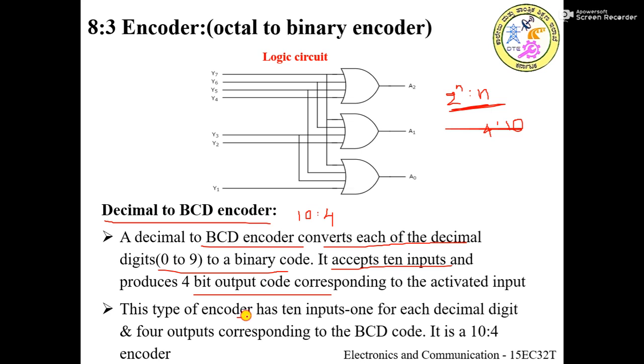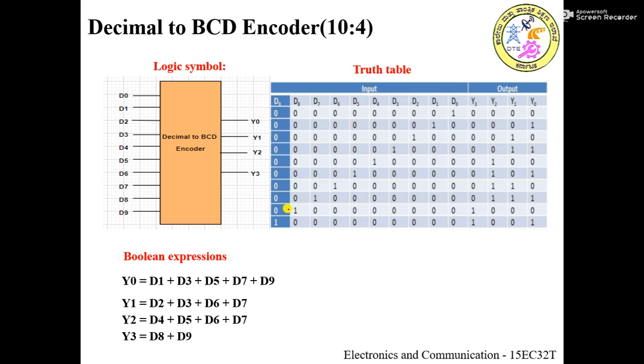This type of encoder has 10 inputs, one for each decimal digit, and 4 outputs corresponding to the BCD code. We have already discussed BCD, and this is a 10 is to 4 encoder. You can see the logic symbol here. There are totally 10 inputs, that is from D0 to D9, and the outputs are designated with the alphabets Y0 till Y3.